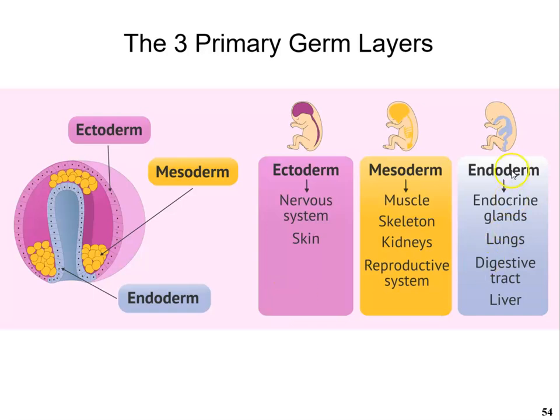And the endoderm forms the endocrine glands, the lungs, the digestive tract, and the liver, among other things. This middle portion becomes the mesoderm, and the mesoderm produces the muscle, the skeleton, the kidneys, and the reproductive system. And then the outer portion here, termed the ectoderm, becomes your nervous system and your skin.